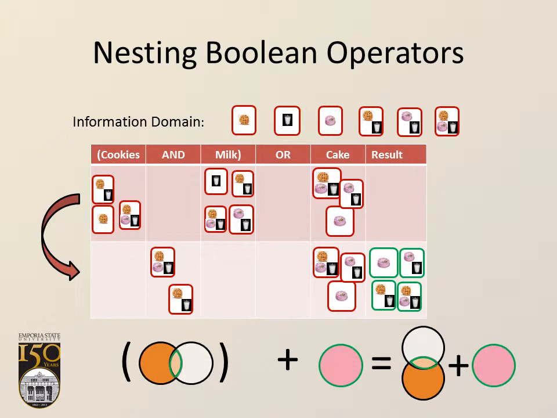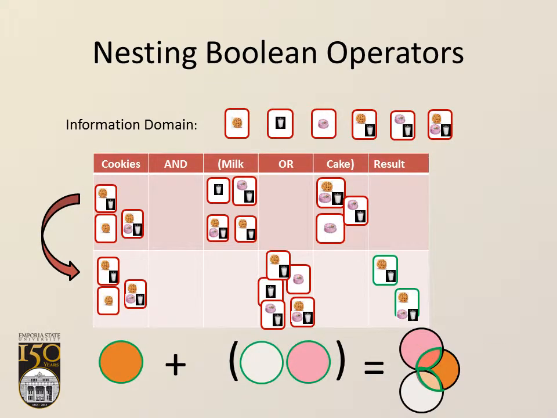We then go to solve our second part of the problem, cake. So we pull all the items with cake from our information domain, and this forms our second set of terms. If we move down to the second level of this grid, we're going to combine these with the Boolean operator OR. So we want any menu items that contain both cookies and milk, or contain cake. We end up with 4 items: cake, cake and milk, cookies and milk, cookies, cake, and milk.